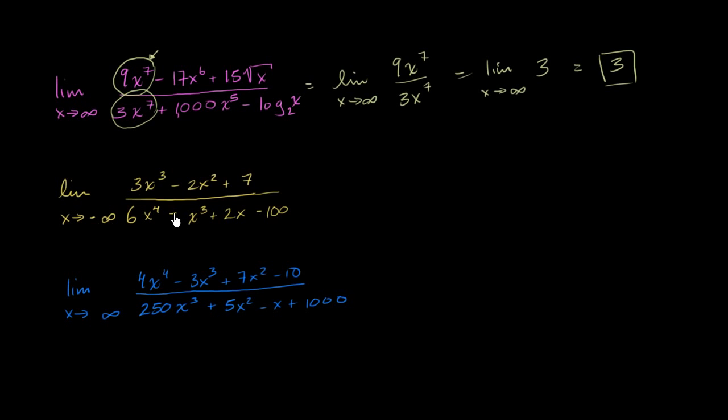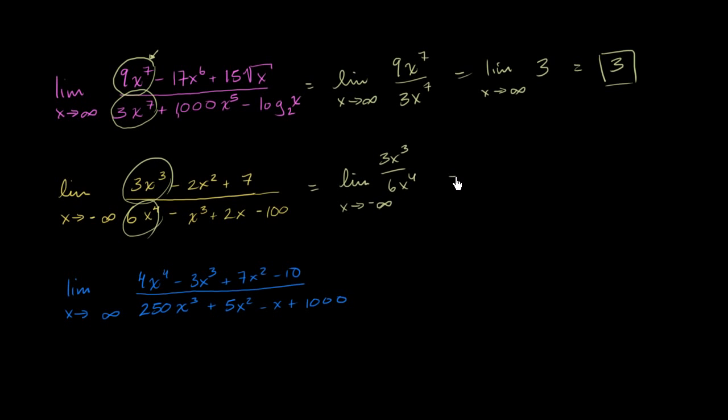Now let's do the same with this function over here. Once again, crazy function. We're going to negative infinity, but the same principles apply. Which terms dominate as the absolute value of x gets larger and larger, as x gets larger in magnitude? Well, in the numerator, it's the 3x to the 3rd term. In the denominator, it's the 6x to the 4th term. So this is going to be the same thing as the limit of 3x to the 3rd over 6x to the 4th as x approaches negative infinity.